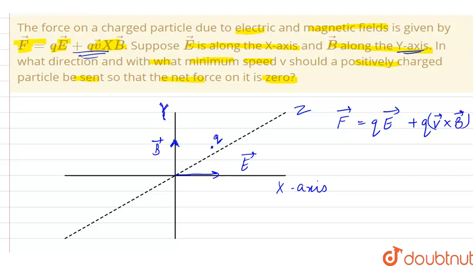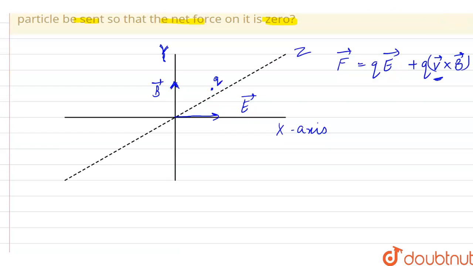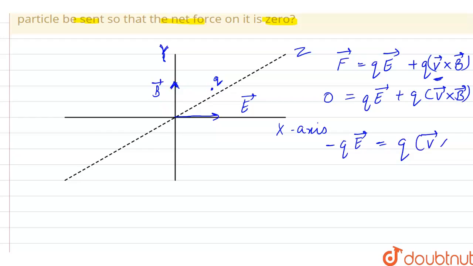Now we have to find out what should be the minimum value of velocity and direction so that net force is 0. So let's just compare our force as a null vector. So 0 is equal to qE vector plus q v vector cross B vector. That means q E vector, negative of it, would be equal to q v vector cross B vector. This simply means that E vector is equal to v vector cross B vector.